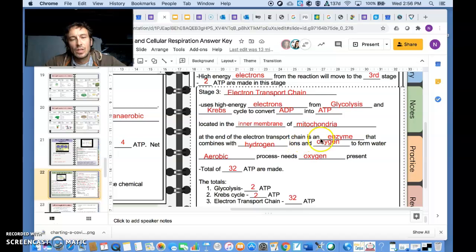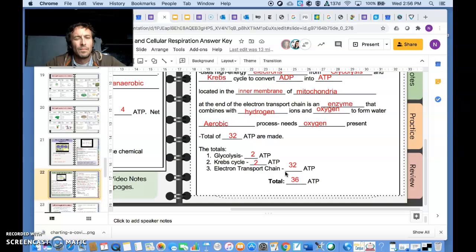At the end of the electron transport chain, there's an enzyme that combines with hydrogen and oxygen, and you end up with water. This is an aerobic process, and from it, you get a total of 32 ATP. So if you look here, cellular respiration converts one glucose, if everything goes well, right? Oxygen's present and all the enzymes that are needed are present, converts one glucose into 36 ATP. So it's really a translation conversion process is what cellular respiration is. Now that ATP can be used for all types of things.